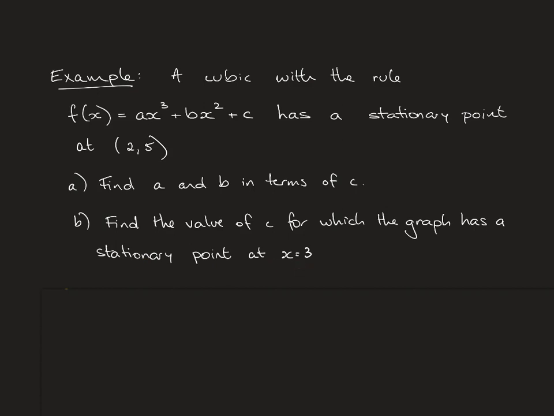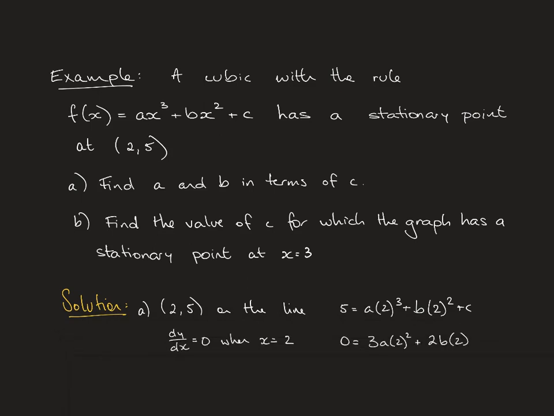Okay, so let's find those two values of a and b. Like I said, to find a and b, we need two pieces of information, we need two equations. So we know that 2, 5 is on the line, and the 2, 5 are our x and y values, so that's x and that's y, and so in our equation y equals ax cubed plus bx squared plus c, we make our y 5 and our x's are 2. That gives us one equation.